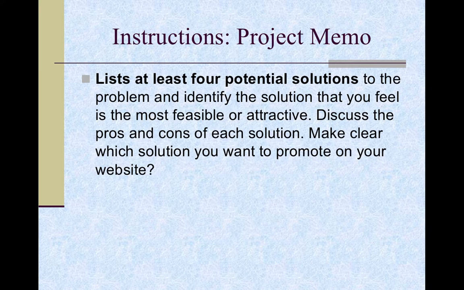I would like you to briefly discuss the pros and cons of each solution, and then make clear which solution you would like to promote on your website, or what solution you like to propose in your proposal.